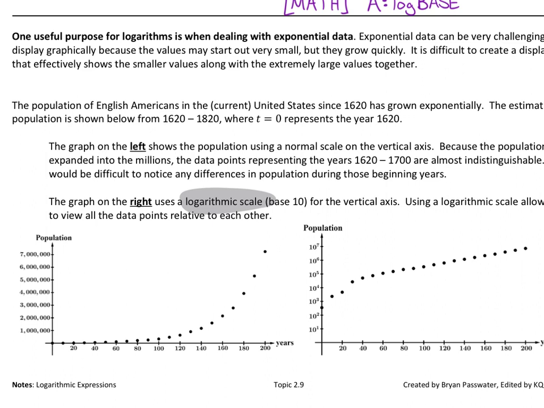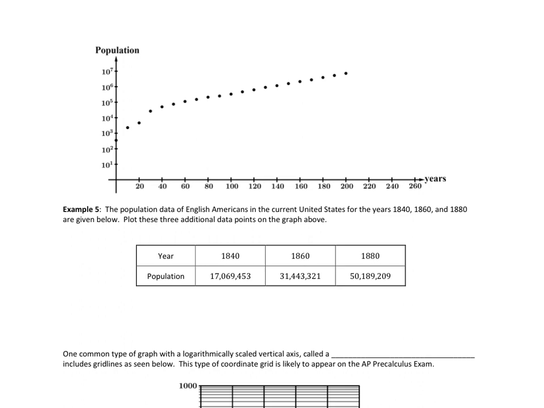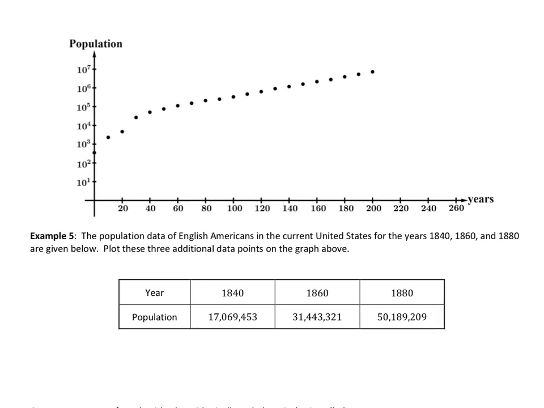If you look at the back page here, we're going to add some more data points to the same log scale. So this is the same picture from the front. It's still talking about those English Americans in the current United States, starting in the year 1620, and ending in the year 1880. That's what this has been extended to. So we're going to plot 3 additional data points on our graph. This is a log scale.